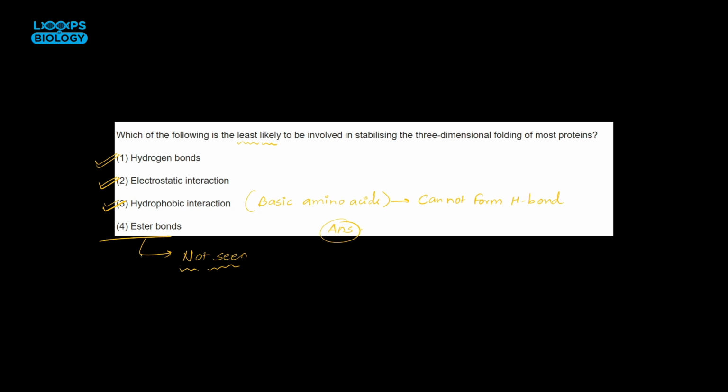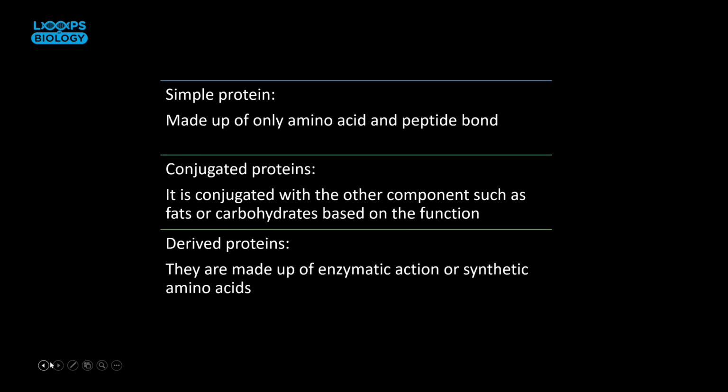Ester bonds are generally seen in the case of lipids. So it is seen in lipids in the attachment of fatty acid with glycerol. Fatty acid with glycerol. Alright. Let's move to the next part, that is, what are the types of protein.